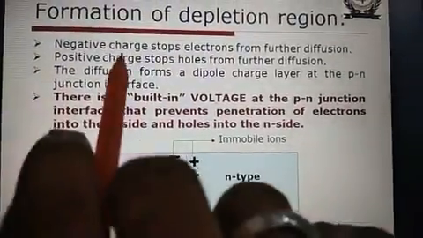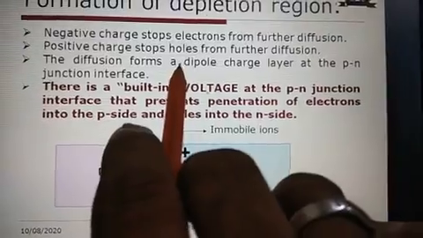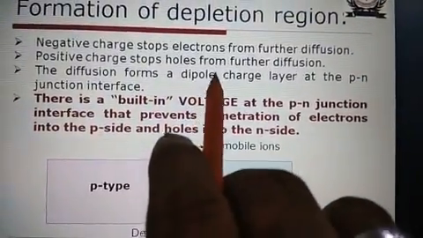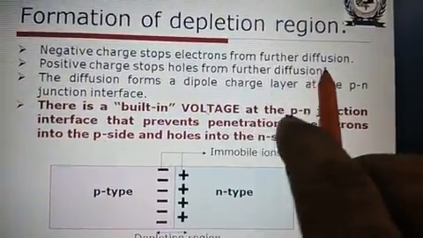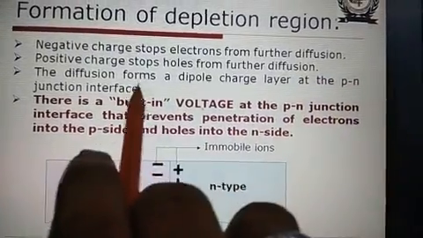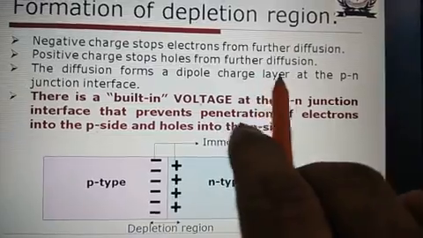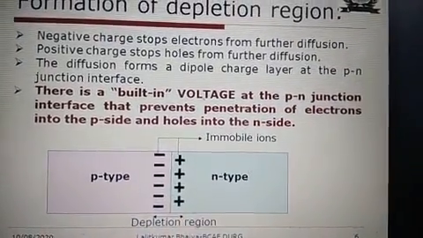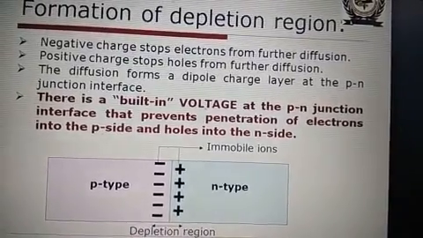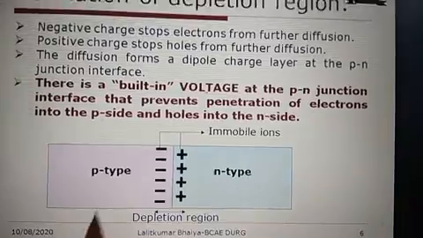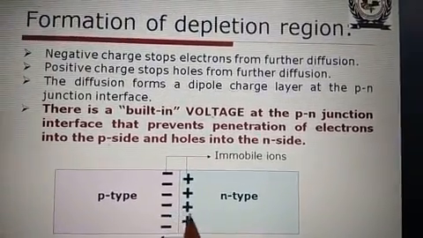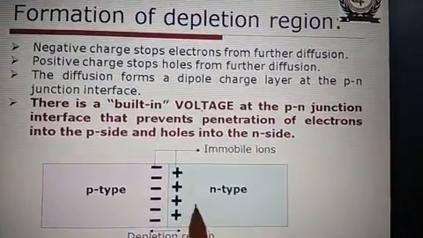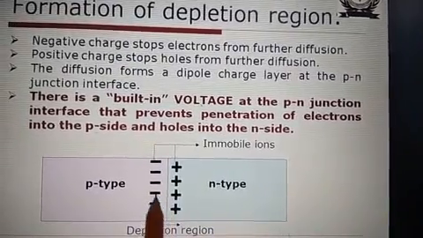So the negative charge stops electrons from further diffusion, and the positive charge stops holes from further diffusion. This layer will then stop the diffusion. The diffusion forms a dipole charge layer at the PN junction interface.